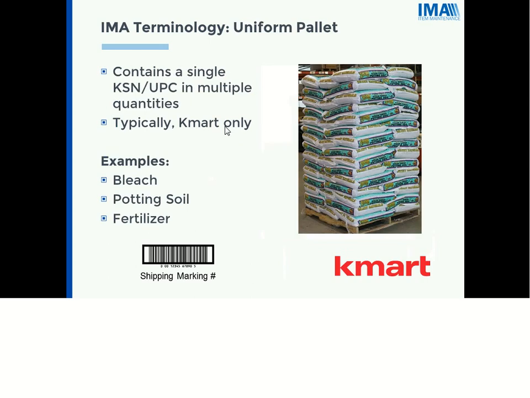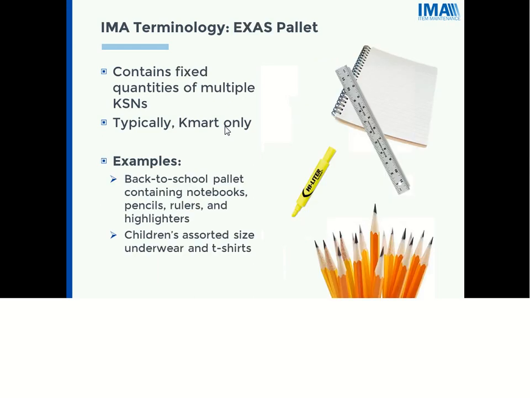An example of a uniform pallet could be bleach, potting soil, or fertilizer. An example of an exploding assortment pallet would be a back-to-school pallet containing notebooks, pencils, rulers, and highlighters, or children's assorted size underwear. Like I said, it's just like an exploding assortment carton.